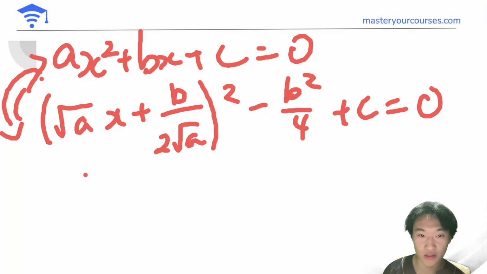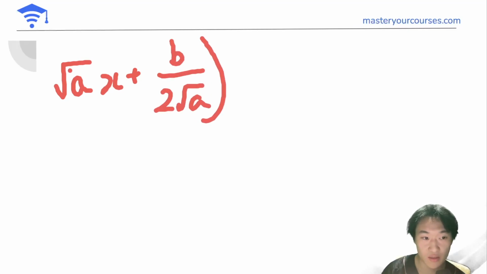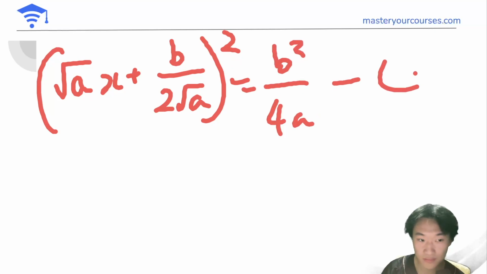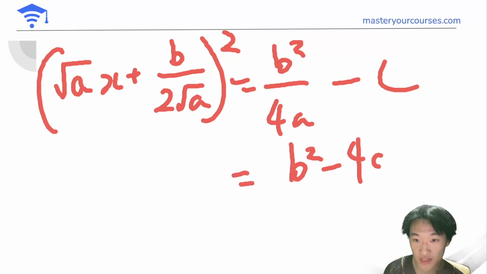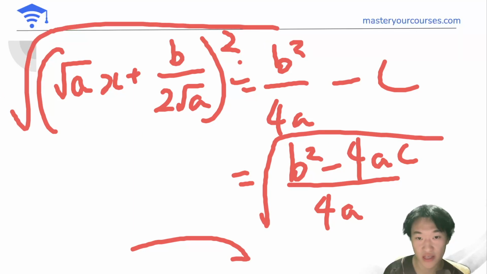If this is equal to 0, then we just want to isolate for x. So we have square root of a times x plus b over 2 square root of a, to the power of 2, equal to b squared over 4a minus c. This is also equivalent to b squared minus 4ac over 4a. Continuing from that point, we take the square root of the whole thing so that we can get x isolated. We want to take the square root of this and the square root of this.